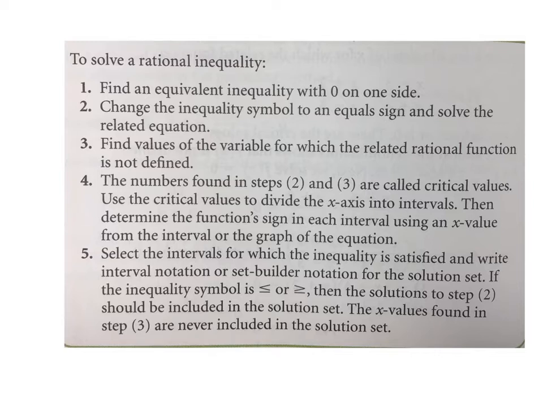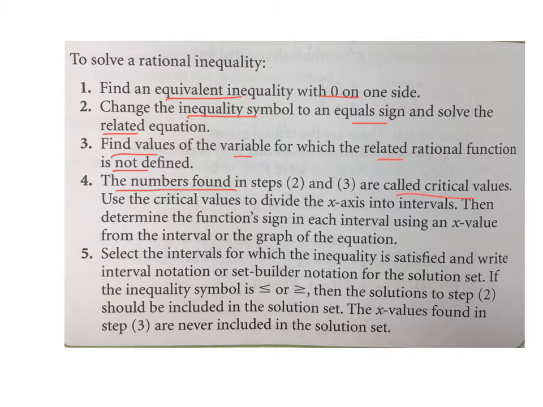Number one, find an equivalent inequality with 0 on one side. So we have to make one side equal 0. Number two, we're going to change the inequality symbol to equals and solve the related equation. Act like it says equals and solve the equation. Number three, we're going to find the values of the variable for which the related rational function is not defined, which means we're going to find numbers that make the denominator equal 0. And also the numbers we find when we solve the equation.